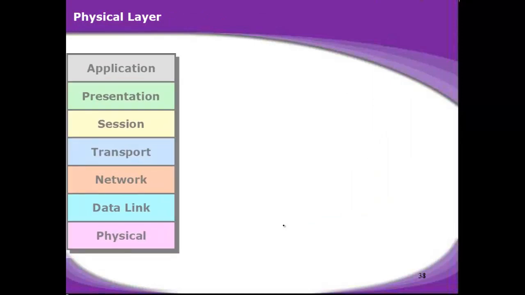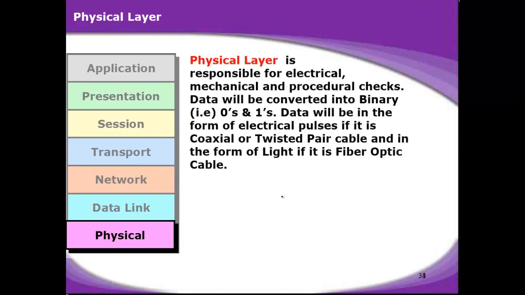So the physical layer is responsible for physical properties, so the connectors, cables. It is responsible for electrical, mechanical and procedural checks. Data will be converted into binary zeros and ones, and then converted in the form of electrical pulses if it is coaxial or twisted pair cable.